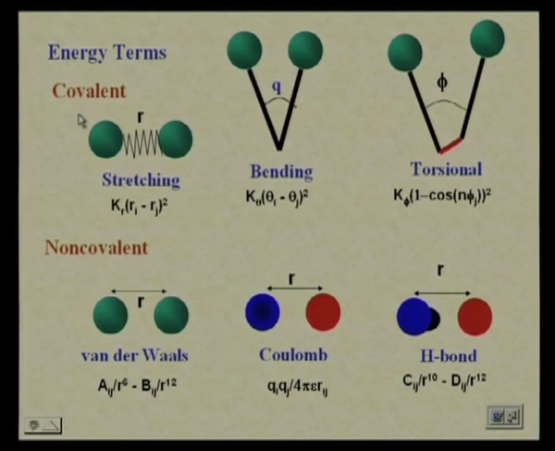So, when we are talking about a covalent contribution, we are talking about energy contributions from parts of the protein structure that are linked to one another. One is the bond, the second is the angle, the third is the torsional part. For the non-covalent set, we have the van der Waals, the Coulombic attractions and the hydrogen bonding.